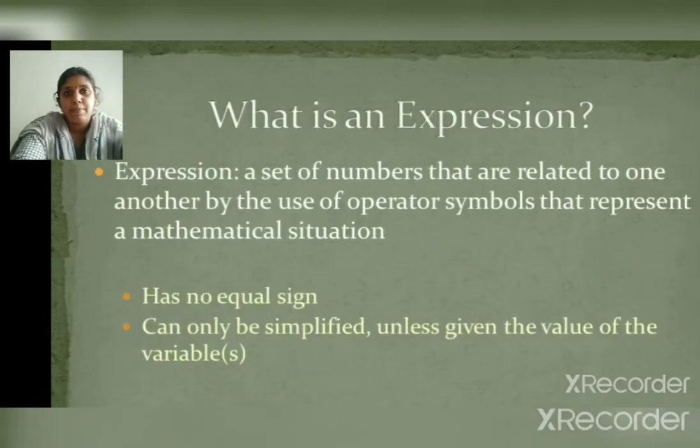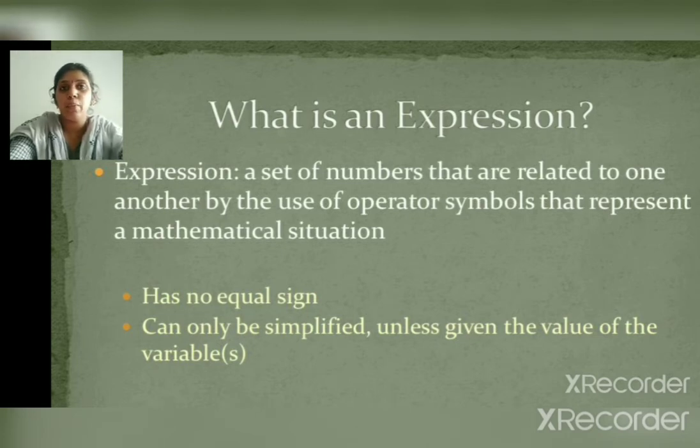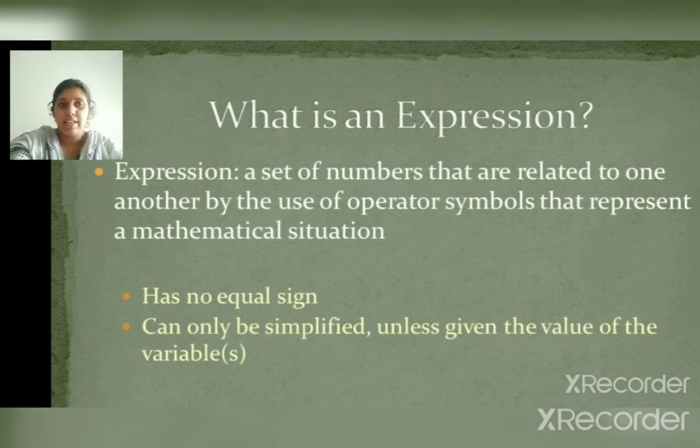What is an expression? We saw what is a variable. Now coming to expression. Expressions are a set of numbers that are related to one another by the use of operator symbols that represent a mathematical situation. It has no equal to sign. It can only be simplified unless given the value of the variable. I will explain it with an example so that you will understand it better.